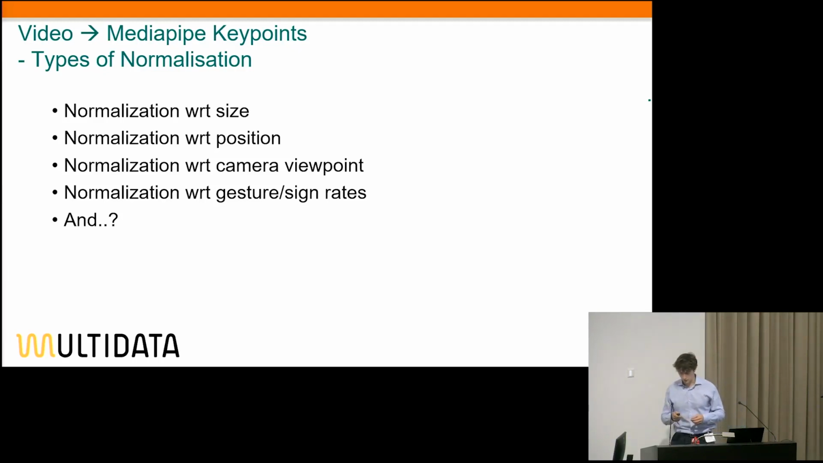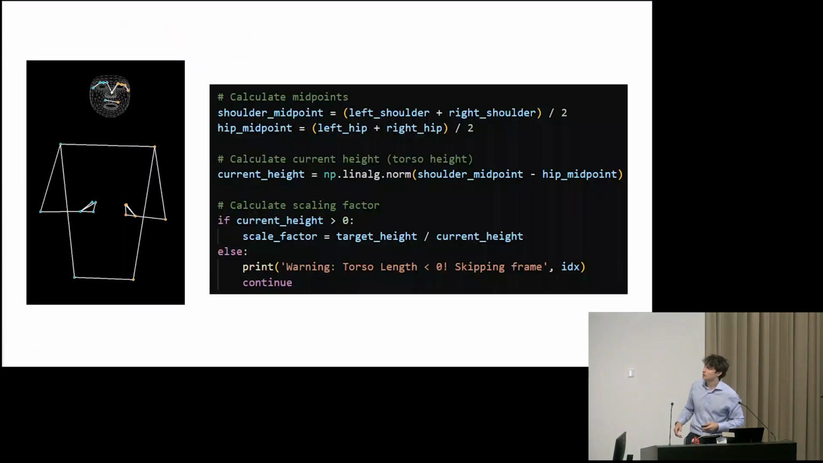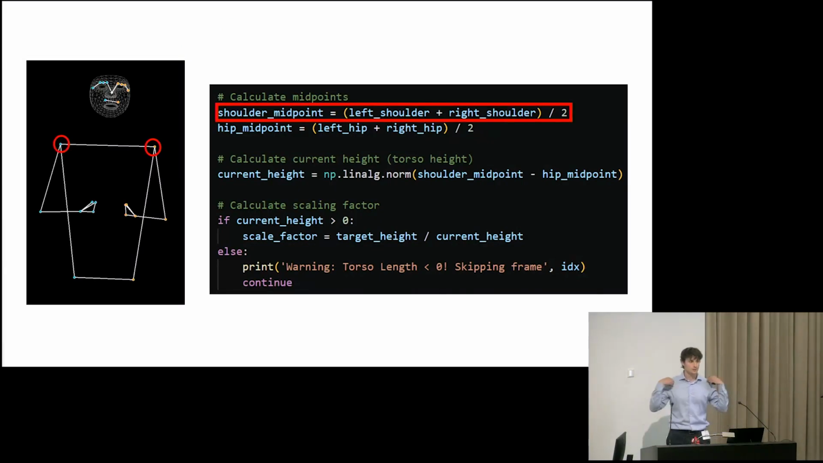There are a lot of different ways to normalize. What we want to normalize is the size of the person, but also because the heat map is a two-dimensional output and we're working with three-dimensional data, we want to map this three-dimensional data onto a two-dimensional plane. What we are basically doing, don't look at the code, it's not that important, just stick with me, is we take the midpoint of the shoulder.